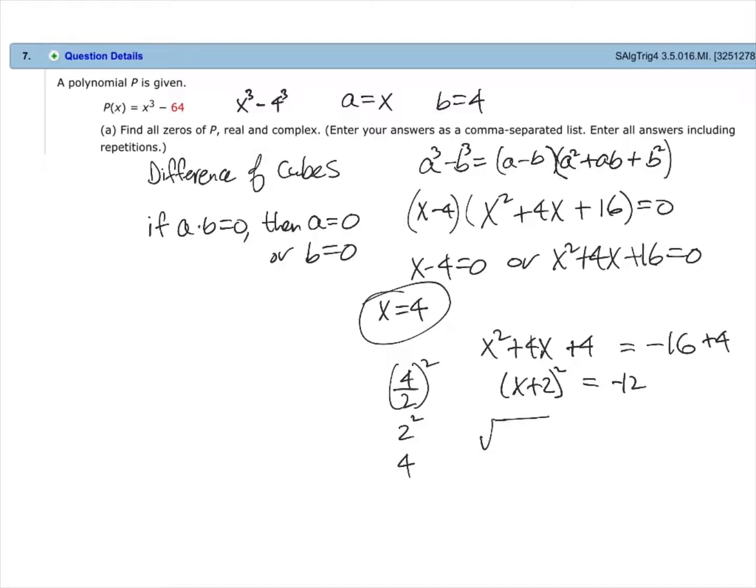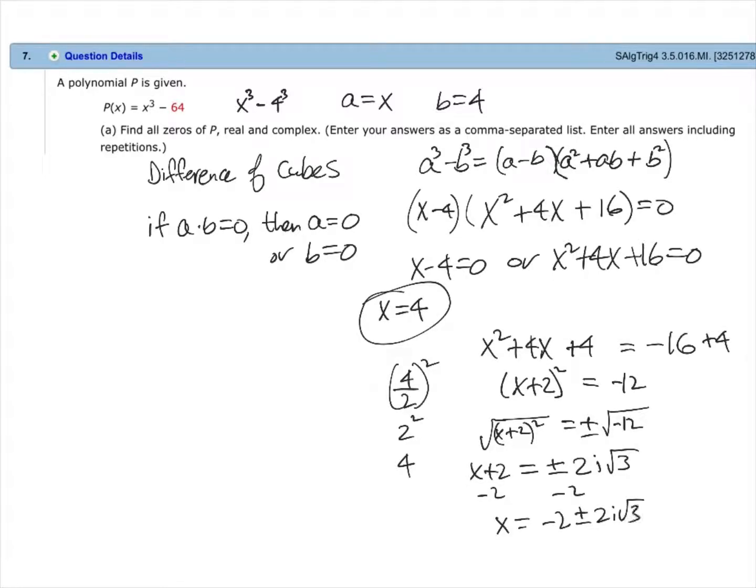Now we can use the square root property, and we would have the square root of x plus 2 squared equal to, and remember to apply the plus or minus on the right, plus or minus the square root of negative 12. Now on the left we have x plus 2, and on the right we have plus or minus. We can factor a 2 and an i out of the radical, and we're left with a square root of 3. Now subtracting 2 from both sides, we have x equals minus 2 plus or minus 2i times the square root of 3. So there are our other two roots.